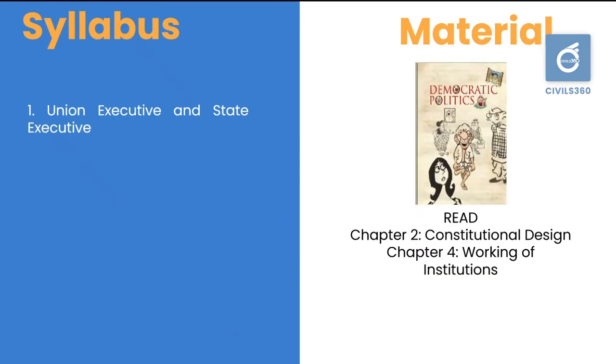After that, go for Constitutional Design and Working of Institutions from Democratic Politics, class 9. This is class 9 NCERT, that is Democratic Politics. Go through chapter 2 and chapter 4, that is Constitutional Design and Working of Institutions, where you will be getting an idea of the major design or structures of the Indian Executive and other systems, and you will get an idea on how they are working.